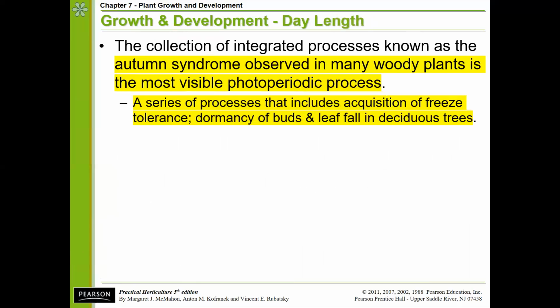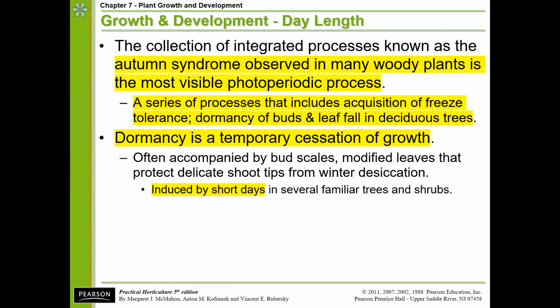Another big thing, and really the most visible photoperiodic response, is starting to happen right now, especially over here in the higher elevations in the Appalachian Mountains. We see what we call autumn syndrome. We most often see that in woody plants, but it's basically the series of processes that prepare the plant for winter, or dormancy, right?